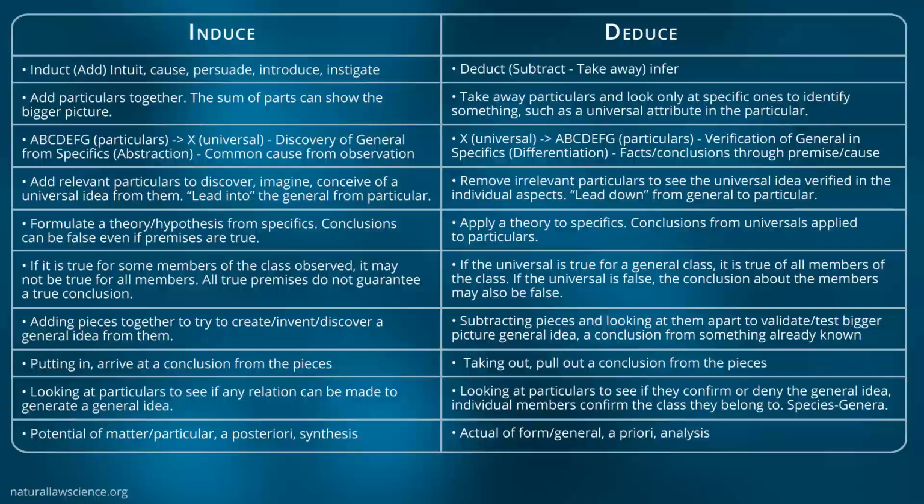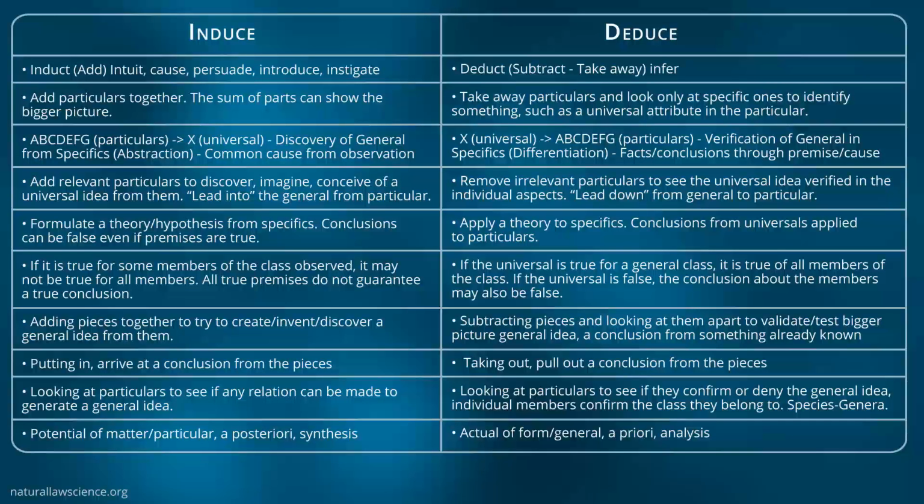So induction, we add, we intuit, we cause, persuade, introduce, and instigate. In deduction, we deduct, we subtract and take away. It's an inference. Inducing is adding particulars together. The sum of parts can show the bigger picture. In deduction, we take away particulars and look only at specific ones to identify something, such as a universal attribute in that particular. So in induction, we go from A, B, C, D, E, F, G, all the particulars, and we're trying to find that X universal. It's the discovery of the general from specifics. That's abstraction. A common cause from our observations.